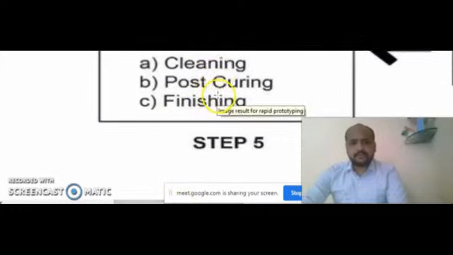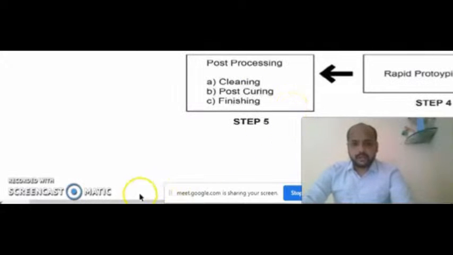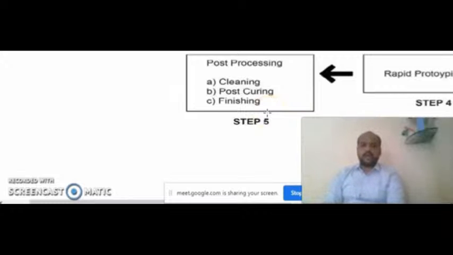The next step is post processing: cleaning, post curing and finishing. If you print any model on a 3D printer, you have to clean that model, and this cleaning must be done properly in order to validate its dimensions against the actual physical model, whether it is scaled properly or not. Post curing is also required in 3D printing, and in finishing you have to do the surface finishing of that model.